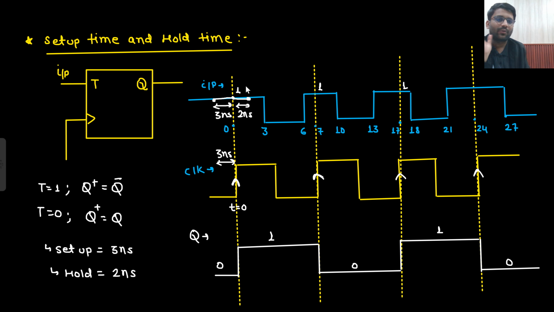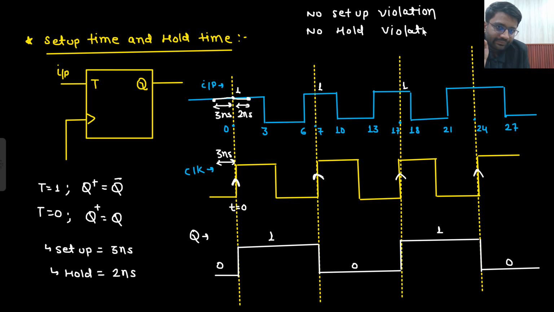Slowly you will understand the meaning more. So here there is no issue. That means there is no setup violation. No setup violation, and there is no hold violation. There is no hold violation. So here there is no issue, and it will be toggling from 0 to 1. Let's just remove this.